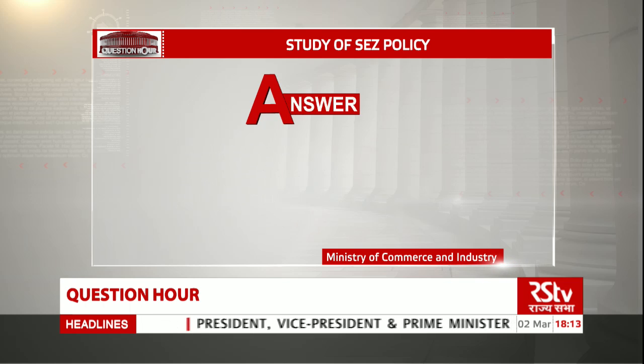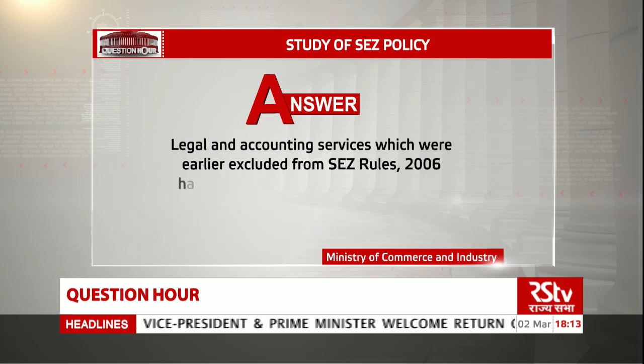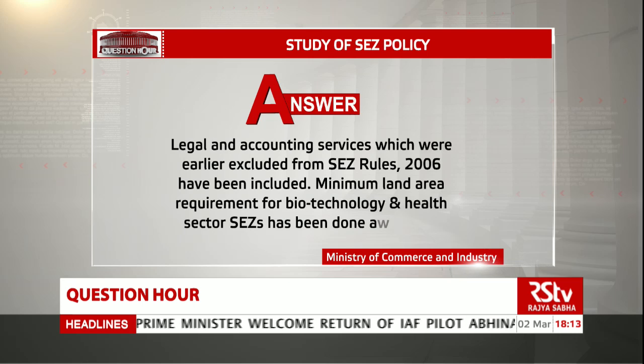The legal and accounting services, which were earlier excluded from SEZ rules 2006, have been included in the rules by notification dated 3rd of January 2017. Another notification dated 19th of September 2018, the minimum land area requirement for biotechnology and health sector SEZs, excluding hospitals, has been done away with, and a requirement of minimum built-up area has also been introduced.